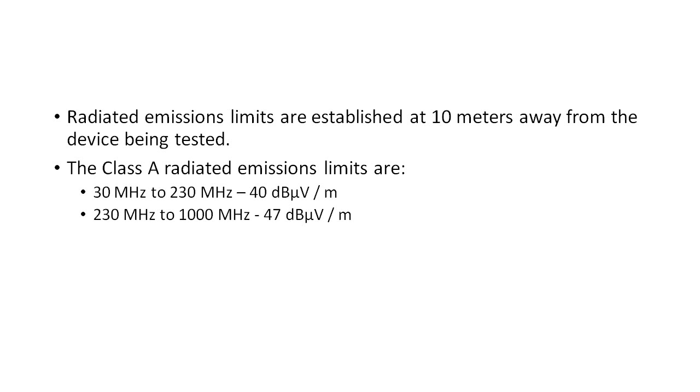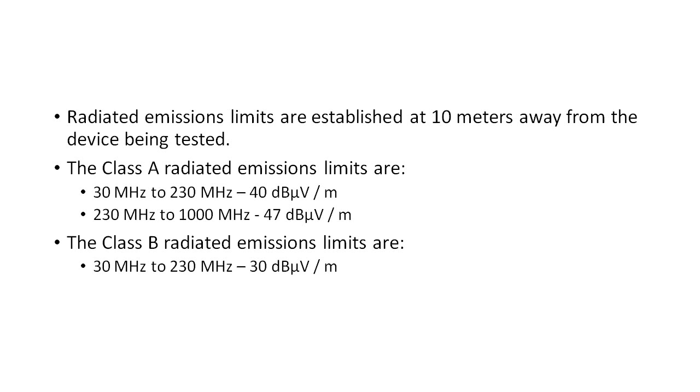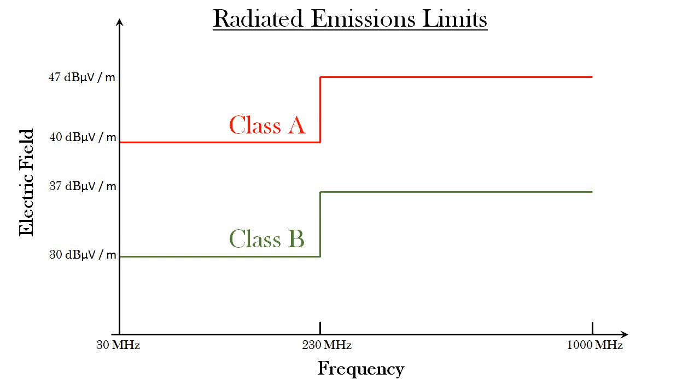For Class B devices, the limit from 30 MHz to 230 MHz is 30 dB microvolts per meter, and from 230 to 1000 MHz the limit is 37. The two different emissions envelopes, just as before, are shown on the screen. Unsurprisingly, the Class A limits are shown in red on the top and the Class B in green on the bottom. Next, I want to look at the general emissions limits of the international and European standards.